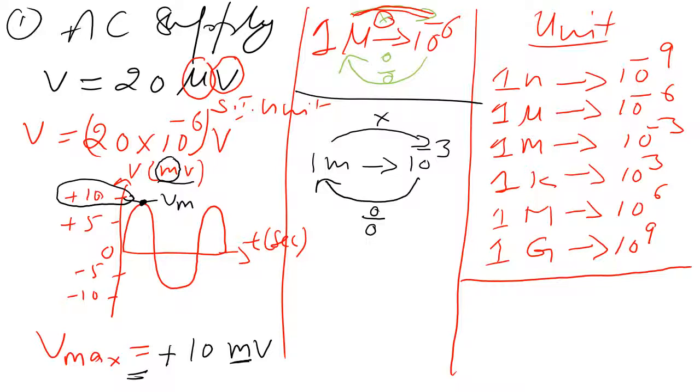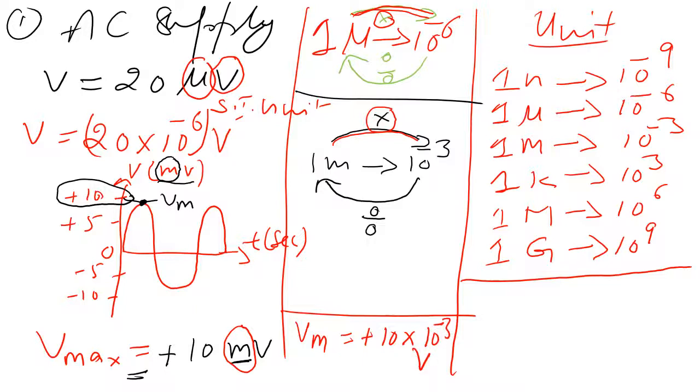Now here we have to change this milli. So it means we are following this path. This path means we have to multiply by this number 10 to the power minus 3. So here the answer will be like this. So this is V maximum, and this V maximum is plus 10, multiplied by 10 to the power minus 3, and the unit will be volt. So in that way you have to change.